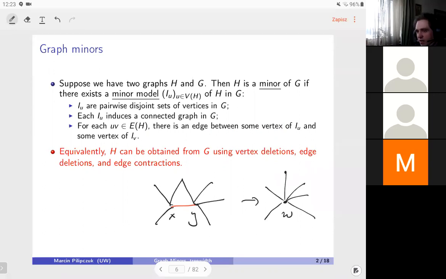And yeah, so you can think either in terms of minor models, which is sometimes a useful way of thinking, or sometimes in terms of the sequence of operations, deleting stuff and contracting stuff to get a smaller graph. Okay, so I hope this definition is clear.